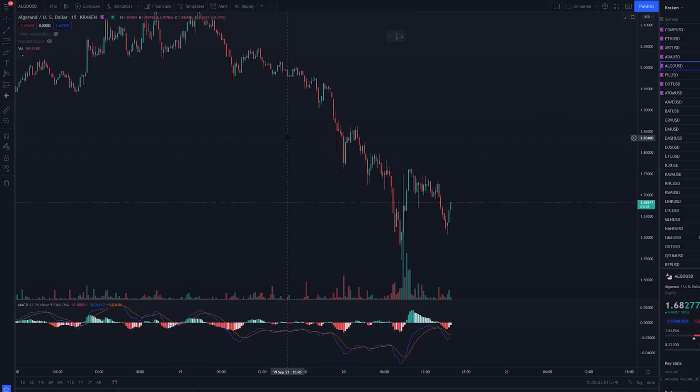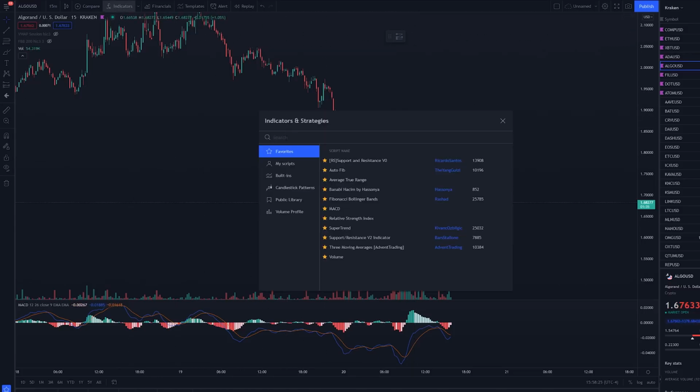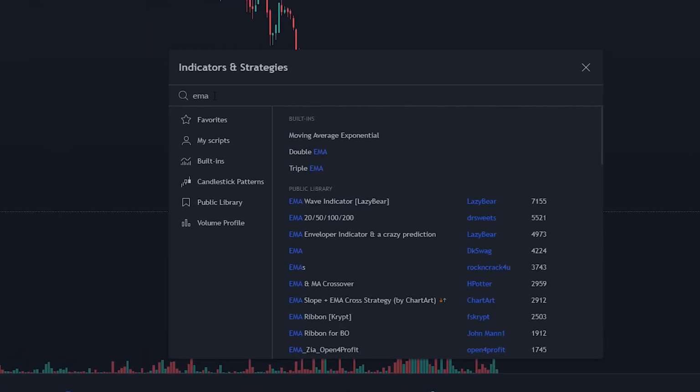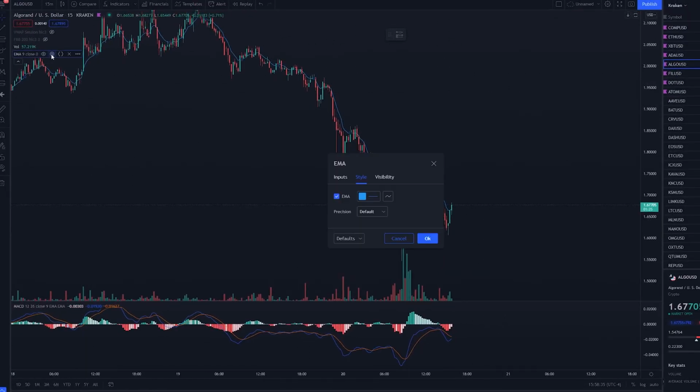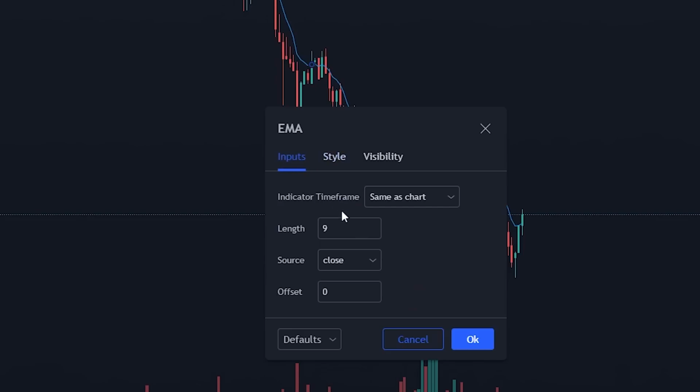To do this, you're going to go to the Indicators tab on TradingView and type in EMA, which stands for Exponential Moving Average or Moving Average Exponential. Click the top one. Then you're going to click the settings of the EMA, go to Inputs and change the length to 200, which is going to make it a 200 exponential moving average.